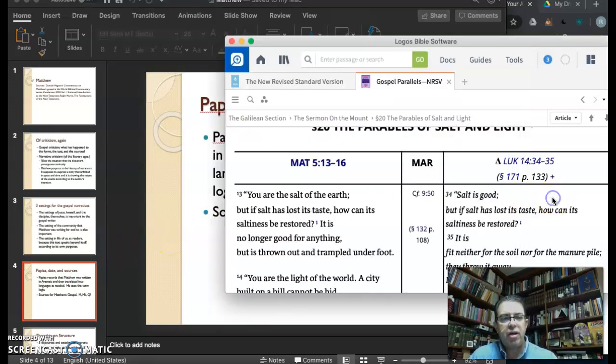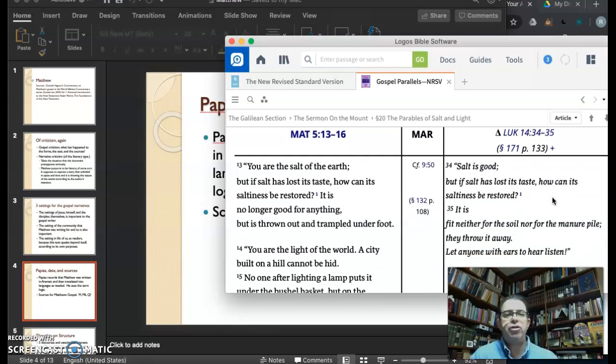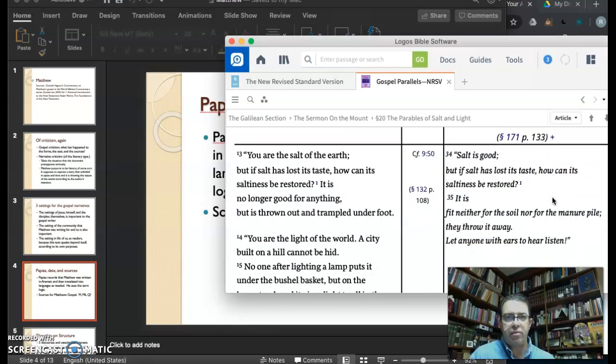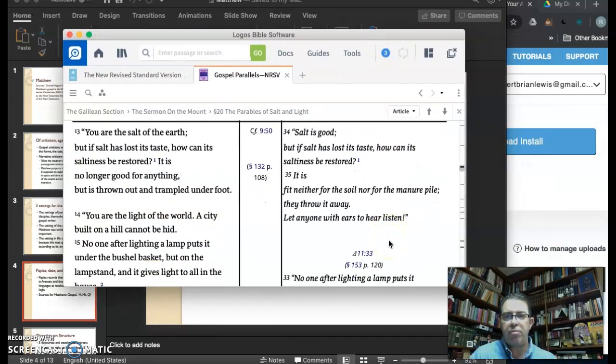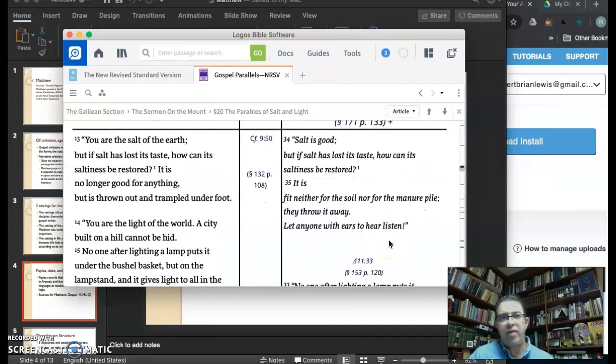Now, I'm going to show you with this little piece right here what the sayings source would be. Q is an abbreviation for the German word Quelle, meaning source. It's hypothetical, and we only uncover it by doing literary archaeology. And so here we have some literary archaeology.